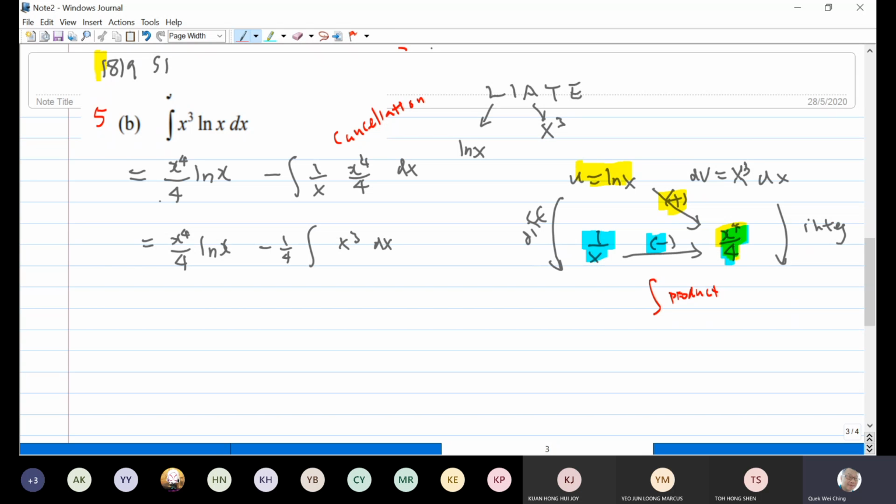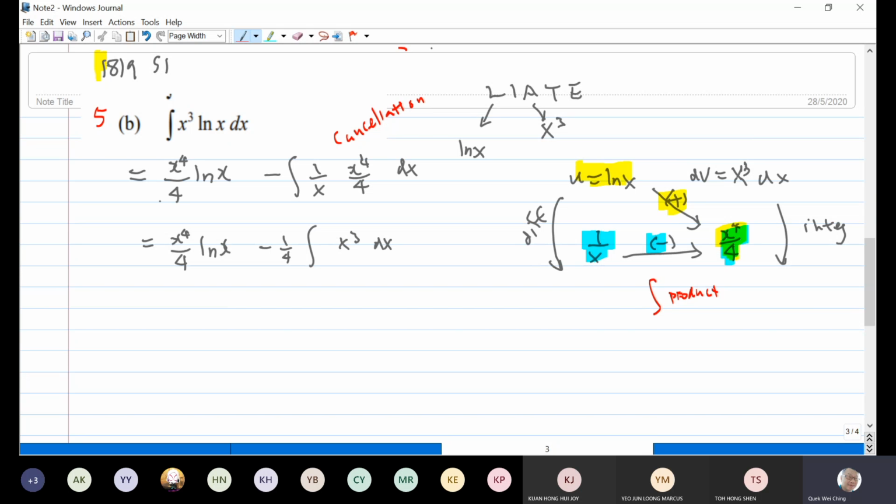You cannot integrate one by one. You cannot say integrate 1 over x, get ln x, integrate x^4 over 4, get x^5 over 5 times 3. So you cannot do this. Just simplify this first. There is no product rule for integration.